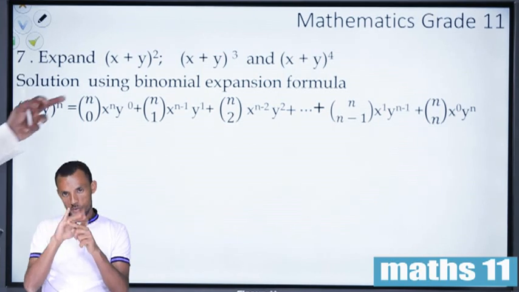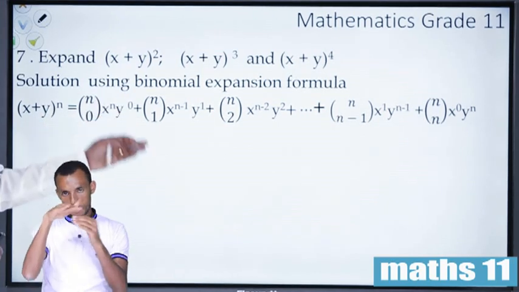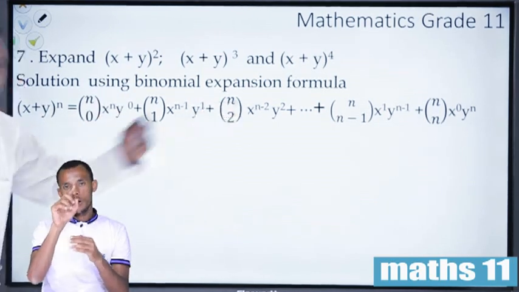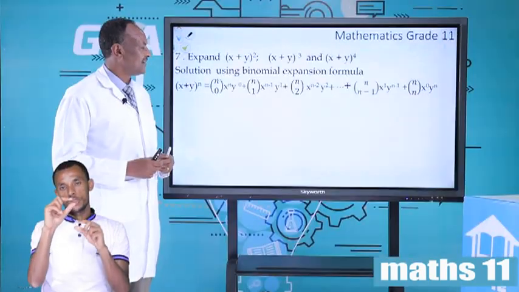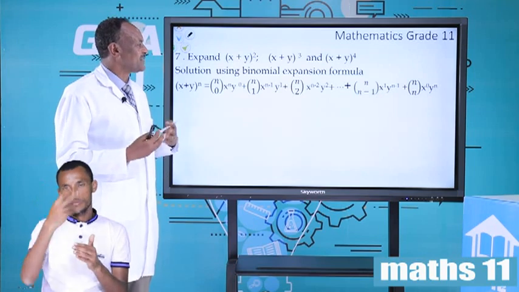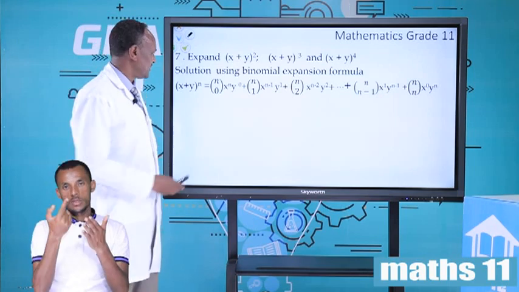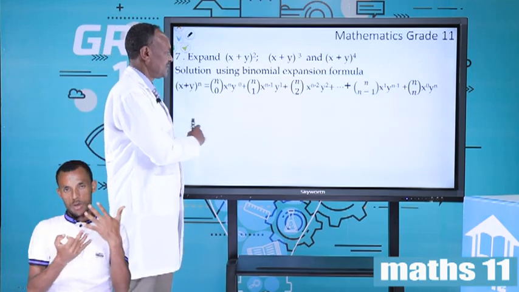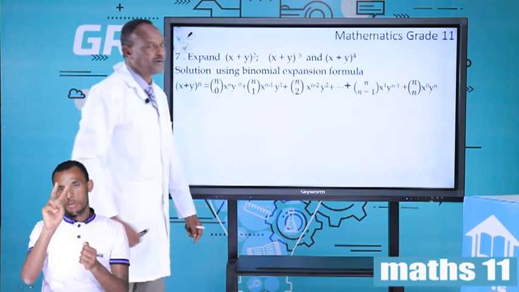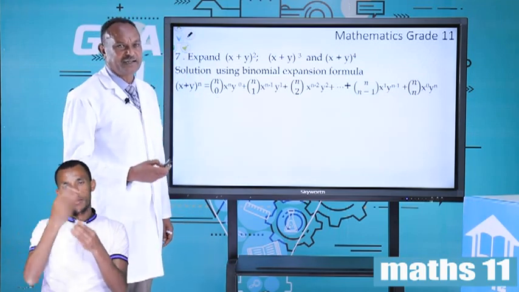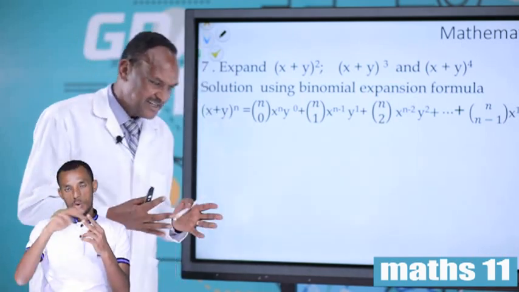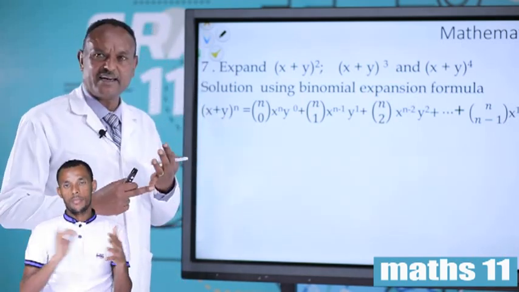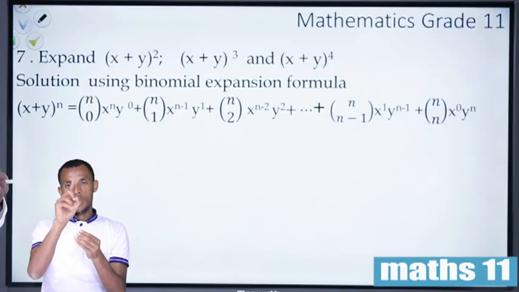Second, n above 0, n above 1, n above 2, and so on, give the coefficients of the terms. The other point: how many terms are there in this expansion form? You have started from 0, 1, 2, up to n. We have n plus 1 terms. So when a power is expanded, I would expect n plus 1 terms.